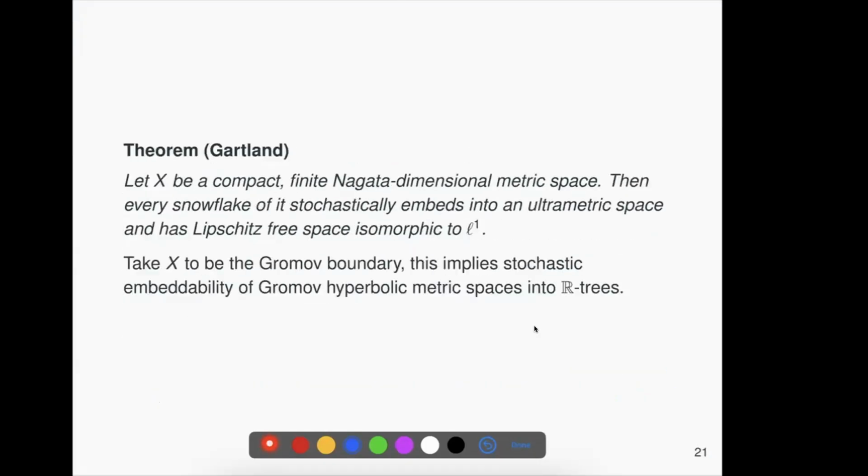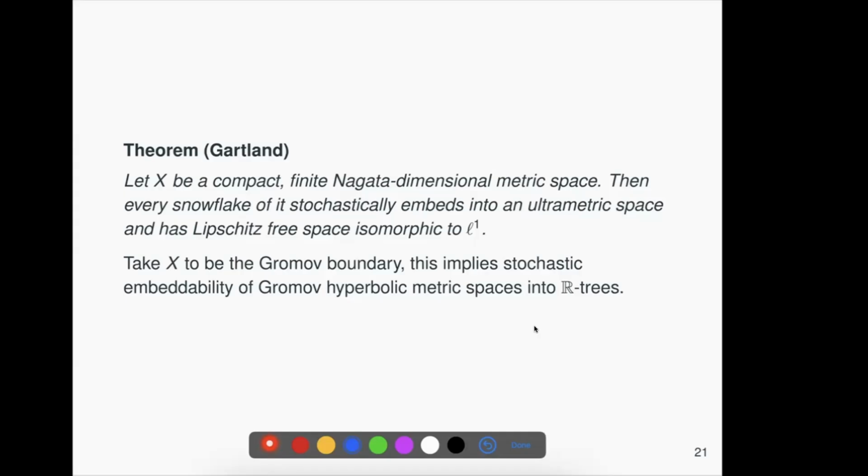And so in the earlier work of Chris, you probably have seen this theorem in his talks before. He showed that if you take a compact finite Nagata dimension metric space, then you can snowflake the metric, and it stochastically embeds into an ultrametric space. If you don't snowflake the metric, then you get a weak stochastic embedding like in Bartel's lemma, and then any snowflake will turn it into a stochastic embedding. He also showed that if you admit a stochastic embedding into an ultrametric space, then the Lipschitz free space is isomorphic to L1. So if you want to conclude the Lipschitz free space is isomorphic to L1, a sufficient thing to do is to stochastically embed it into an ultrametric space. And he used this to prove his theorem on Gromov hyperbolic groups.